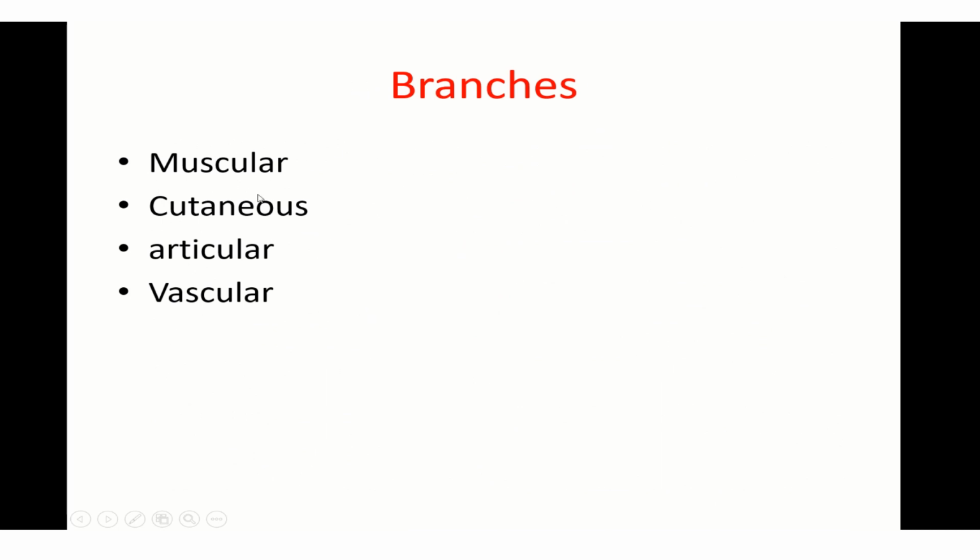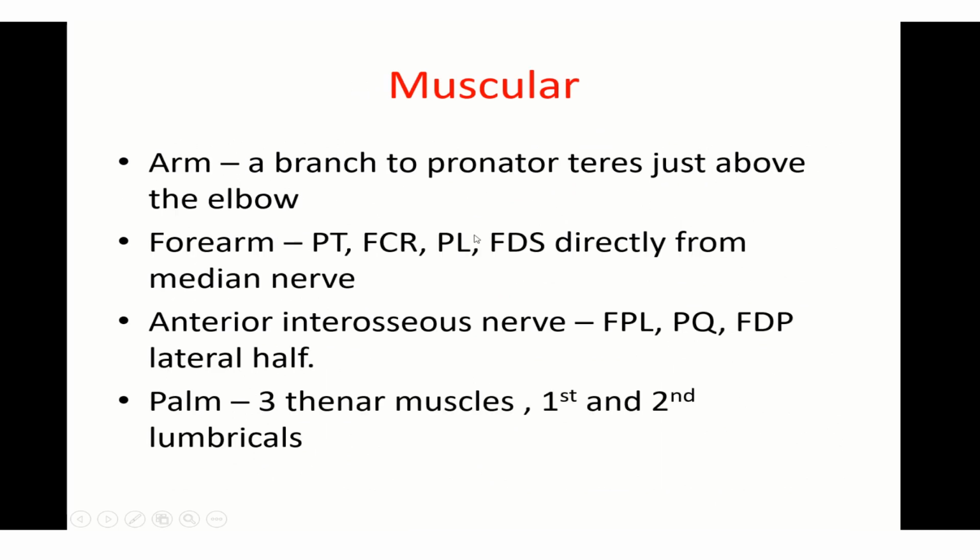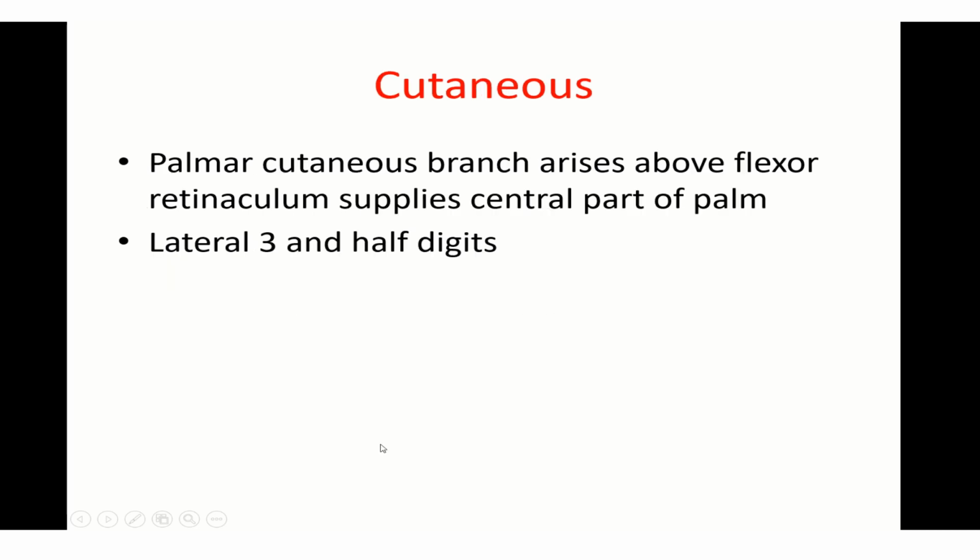So branches: muscular, cutaneous, articular and vascular. So muscular branches, in the arm there will be a branch to pronator teres just above the elbow. So in the forearm, the main trunk of median nerve will give branches to pronator teres, flexor carpi radialis, palmaris longus, flexor digitorum superficialis. Whereas through anterior interosseous nerve, it supplies flexor pollicis longus, pronator quadratus and flexor digitorum profundus lateral half. So in the palm, it supplies three thenar muscles, first and second lumbricals. Occasionally, it might give a twig to third lumbrical also.